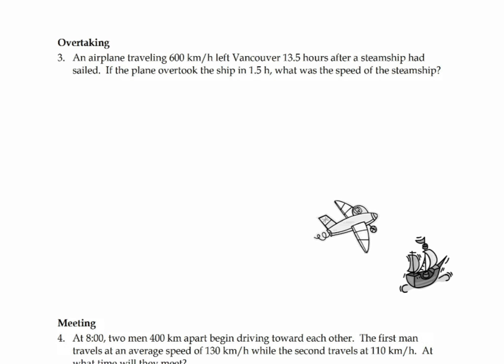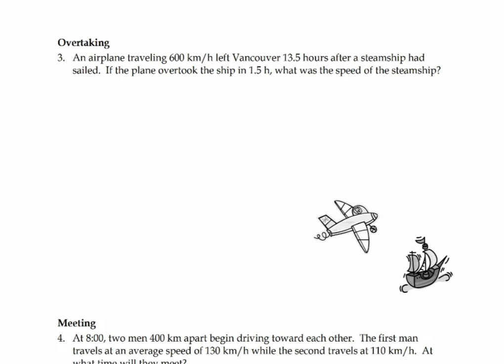This question I don't love, but we'll look at it really quickly. It's an airplane traveling 600 kilometers, left Vancouver 13.5 hours after a steamship had sailed, and the plane overtook the ship in 1.5 hours. What was the speed of the steamship? A lot of information here.